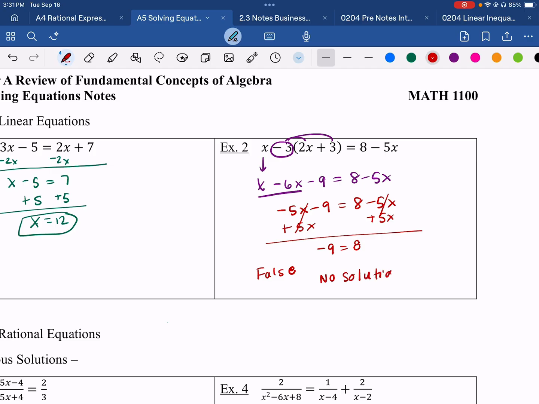If by chance you added the 9 over, you would get 0 equals 17. That is also false, and that's no solution. Side note, if you get something like 0 equals 0 or 10 equals 10, something that is true, that is an infinite number of solutions.